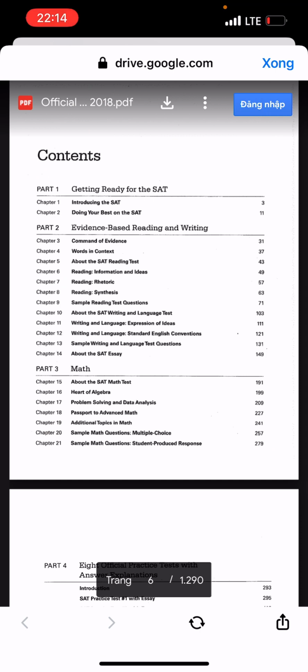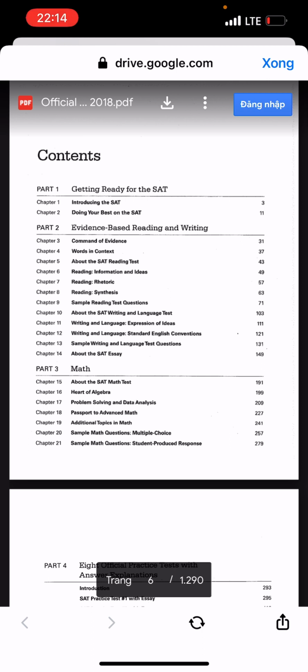Contents. Part 1: Getting Ready for the SAT. Chapter 1: Introducing the SAT. Chapter 2: Doing Your Best on the SAT. Part 2: Evidence-Based Reading and Writing. Chapter 3: Command of Evidence. Chapter 4: Words in Context. Chapter 5: About the SAT Reading Test. Chapter 6: Reading Information and Ideas.